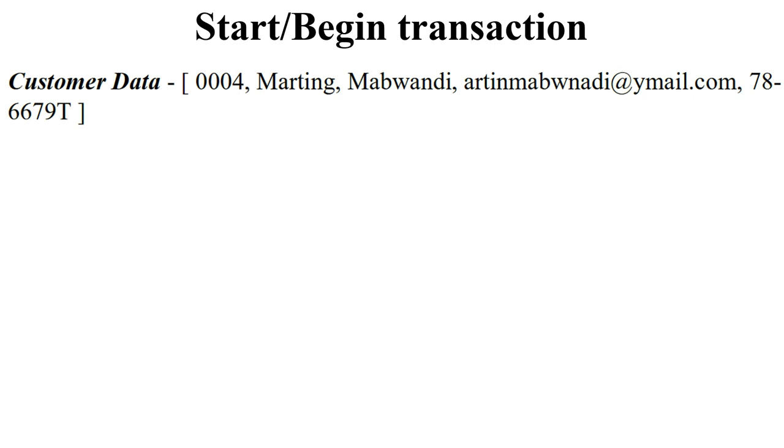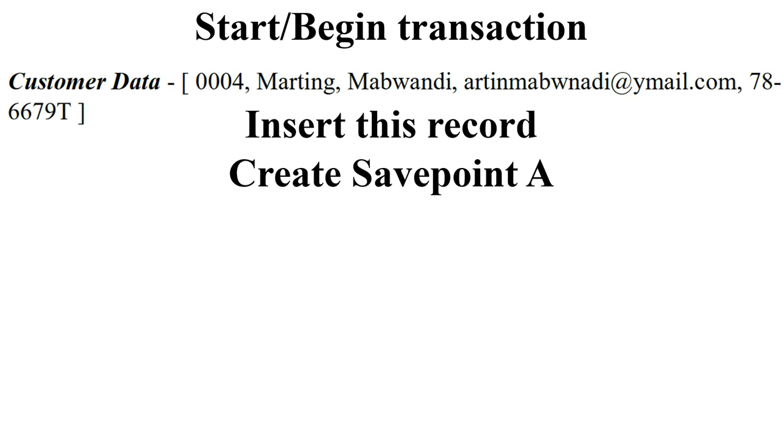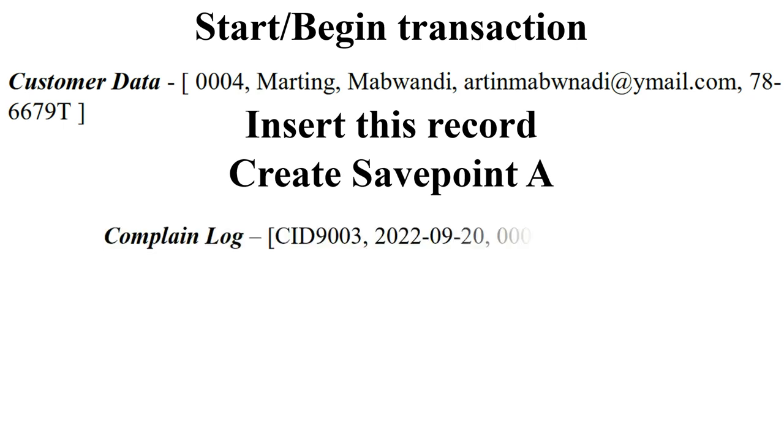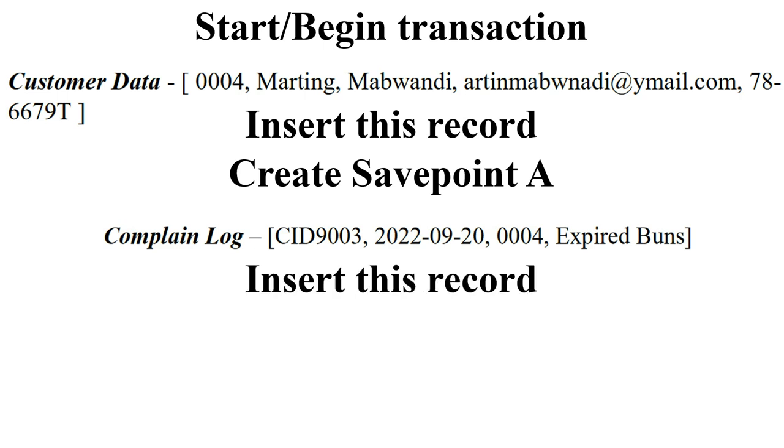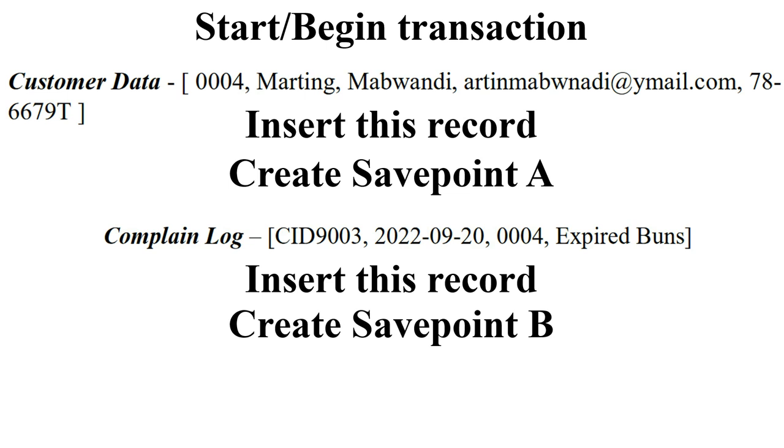Then every query that you want to execute, you write it. So now we insert this record. And after writing the query that inserts this record, we create a save point here. Then we go to the next transaction, we insert this record, and we create a save point B. By this, we are done answering question number.